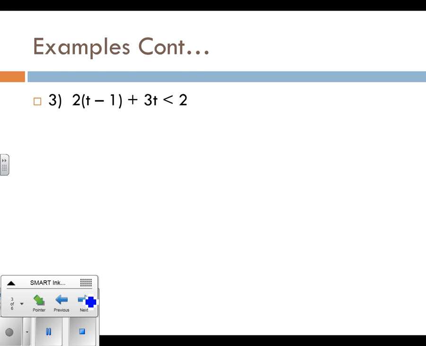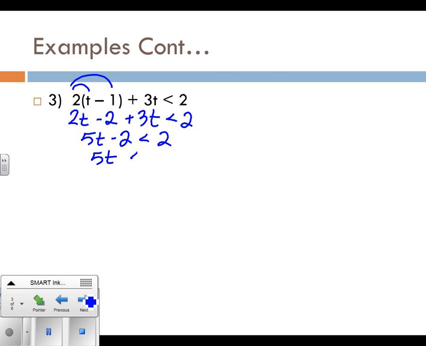In this inequality, we have to first get rid of the parentheses by using the distribution property. So we have 2t minus 2 plus 3t is less than 2. Combine like terms, 2t plus 3t. 5t minus 2 is less than 2. Isolate the t. We're going to add 2 to both sides. So 5t is less than 4. And then divide both sides by 5. So t is less than 4/5.